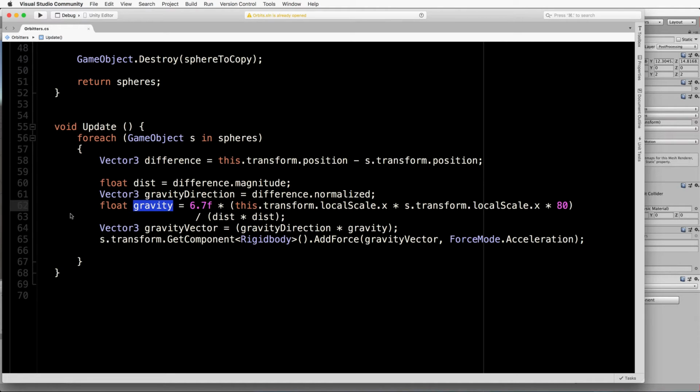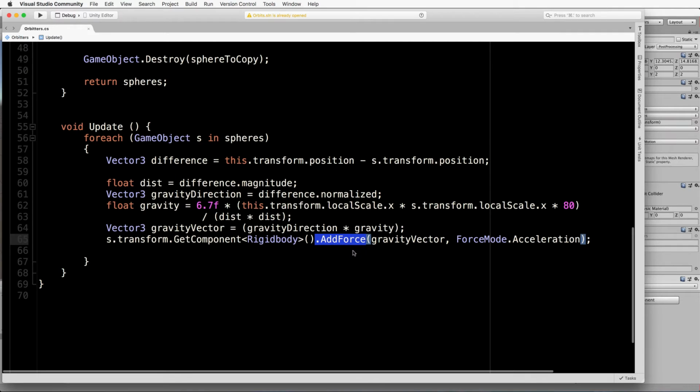We can work out what the gravity vector is that we need to add or push our planet with by multiplying the gravity direction by that force. So this gives us our vector and magnitude of the force. So the direction we should be applying the force to the planet. We then use the rigid body's add force method to add that force to the planet. So you can see that I've added it just in here.